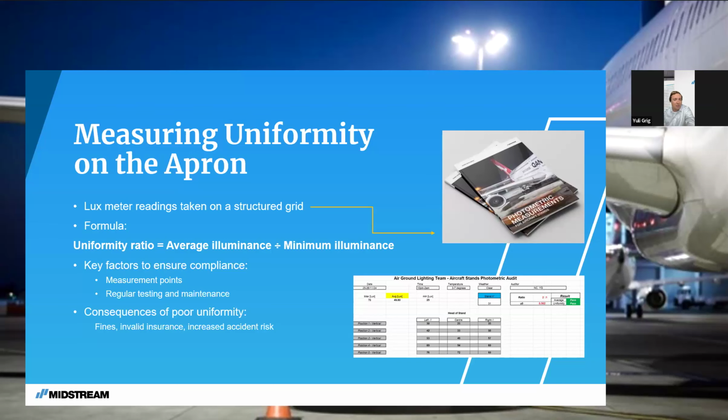We know of instances where insurance policies were invalidated because they didn't meet the lighting requirements, and so any accidents or incidents that happened were no longer covered by insurance. And of course, generally, the accident risk is far reduced when you have a proper uniform system which is in compliance. So these are the things to think about when you're measuring and when you're maintaining your lighting system.